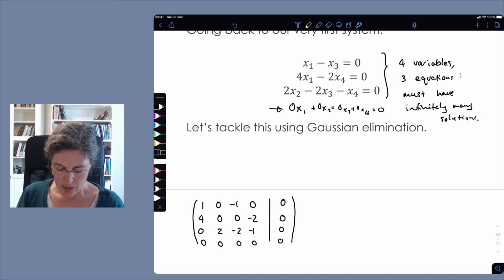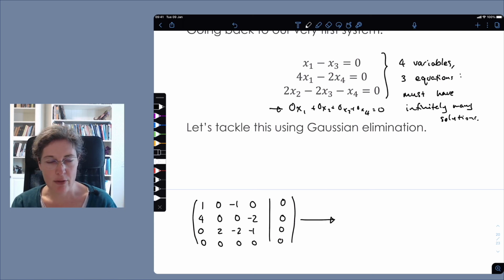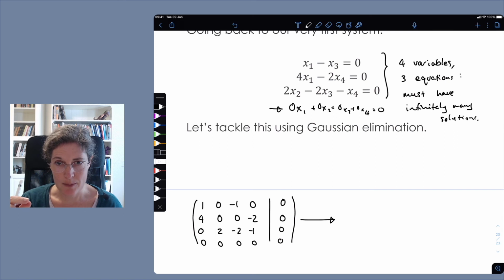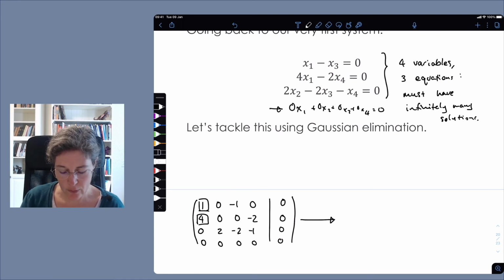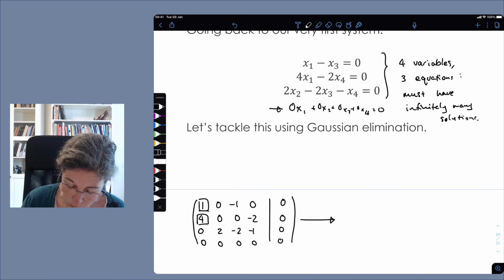Okay, how is this helpful? Well, the first thing I'm going to do, so you might look at this and go, well, we have infinitely many solutions, moving on. But infinitely many solutions doesn't mean that you can't tell things. So let's work through a little bit more and see what it is that we can tell. So I've already got a 1 here. So I'm going to concentrate on getting a 4 here. So I'm going to subtract off 4 row 1 from row 2.